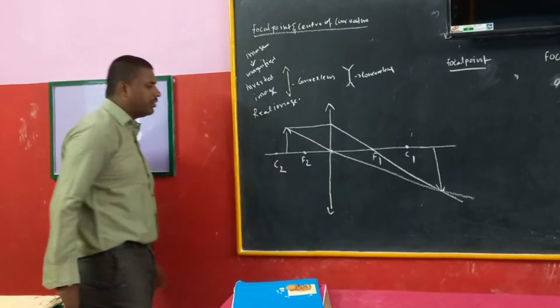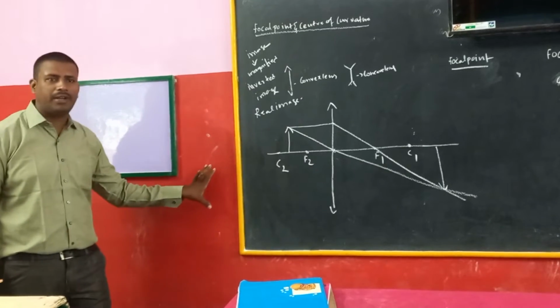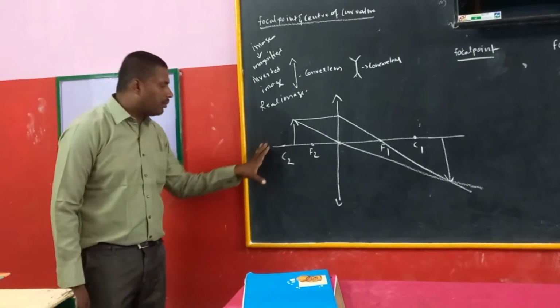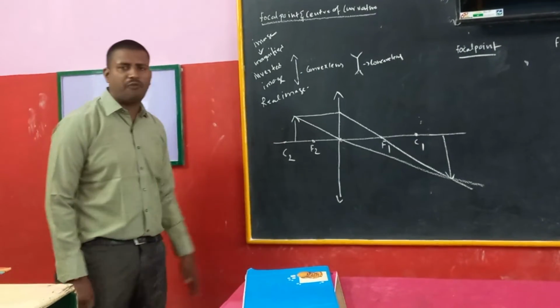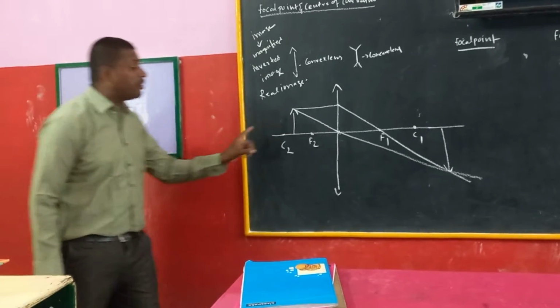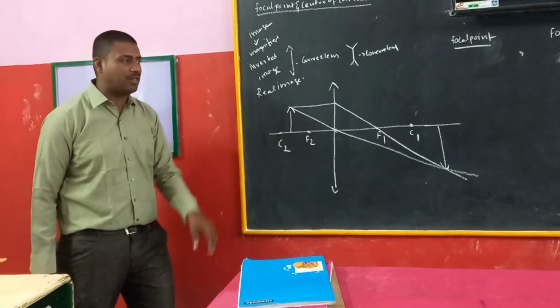So, my dear students, please remember, if you want to find out the position of the image, when you are placing the object between center of curvature or beyond center of curvature or on the focus, whatever it is, you have to remember 2 points. One ray should be drawn parallel to the principal axis and another ray should be passing through the focus.